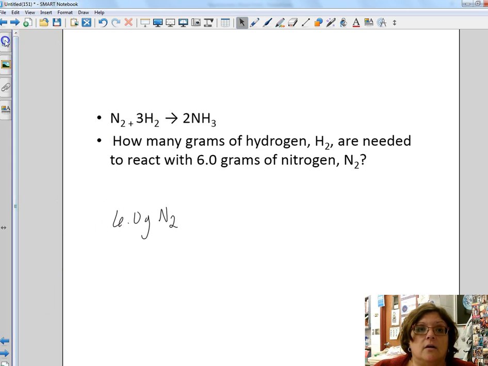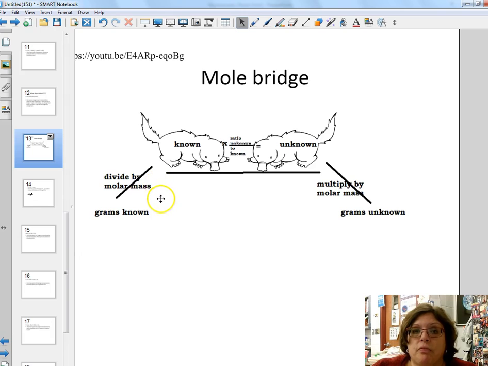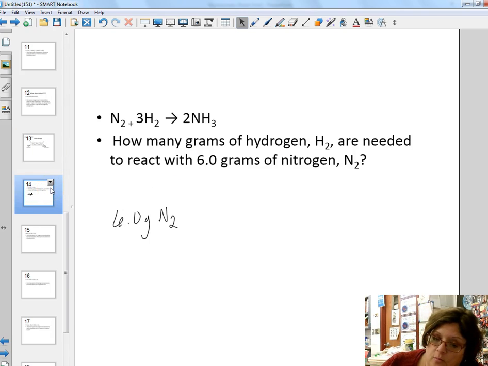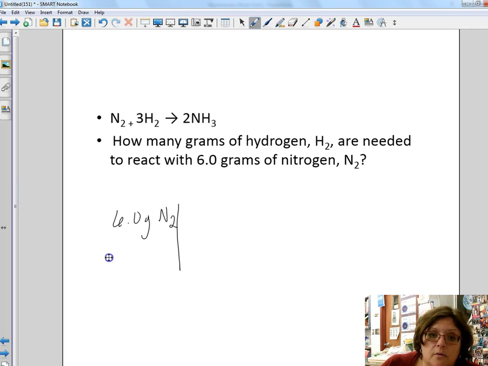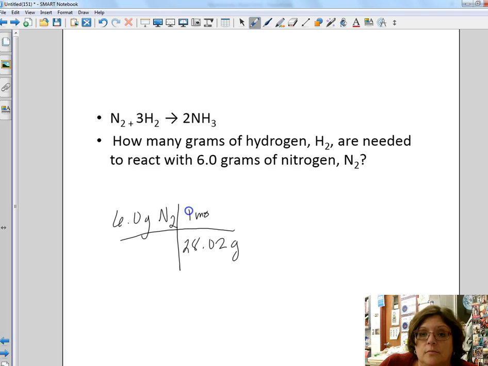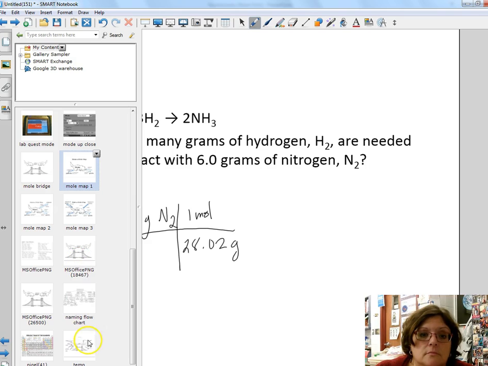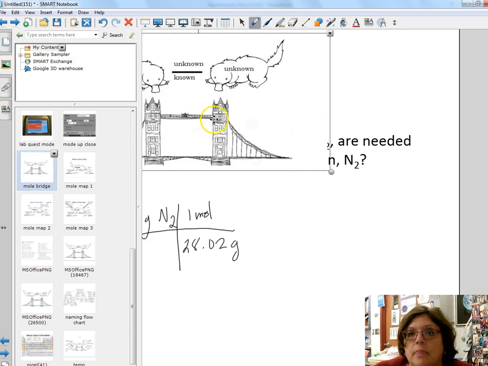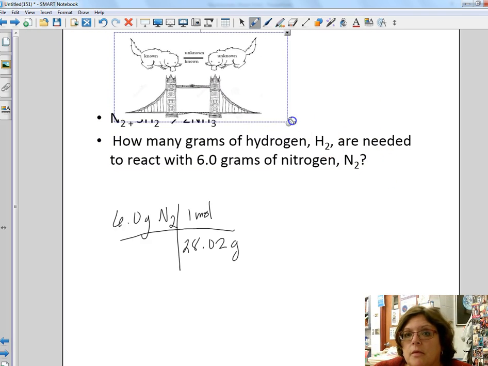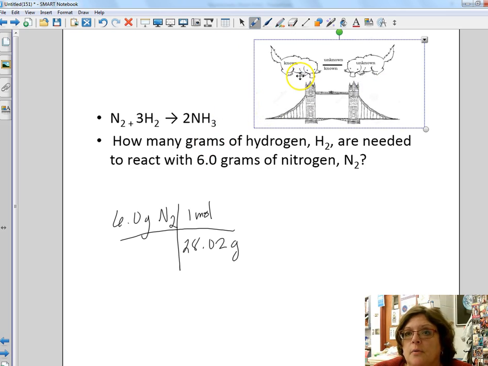So if we look at our little diagram here, I call this the mole bridge. The first thing you're going to do is change your grams to moles. So we're going to get up on our mole bridge. To do that, remember, you take the mass divided by the molar mass. In nitrogen's case, 28.02 grams in 1 mole. Now we're up on the bridge. We've changed from grams.